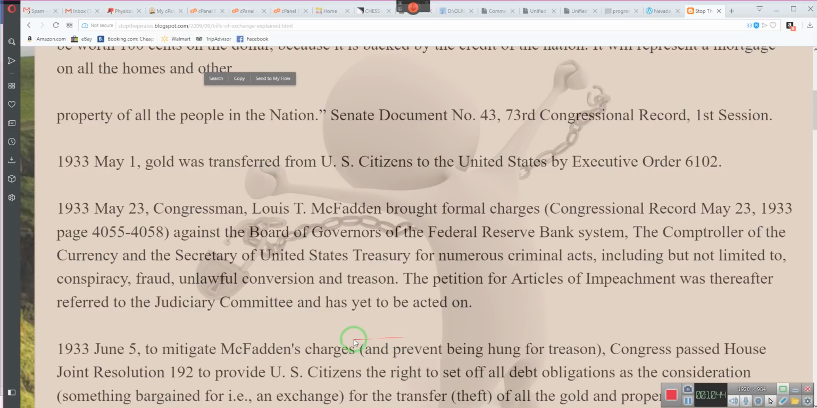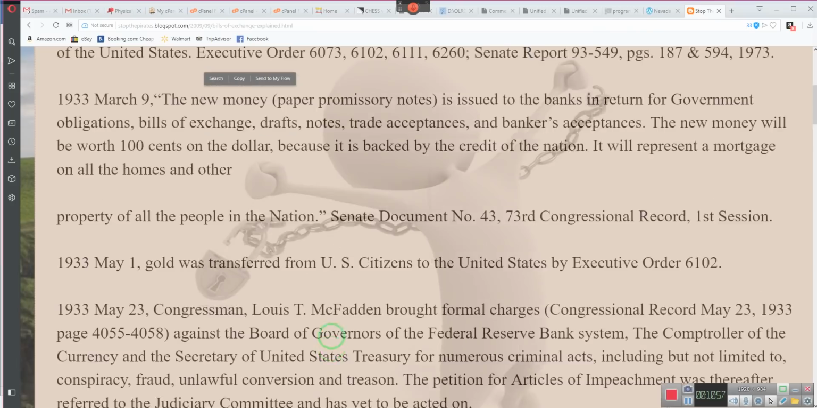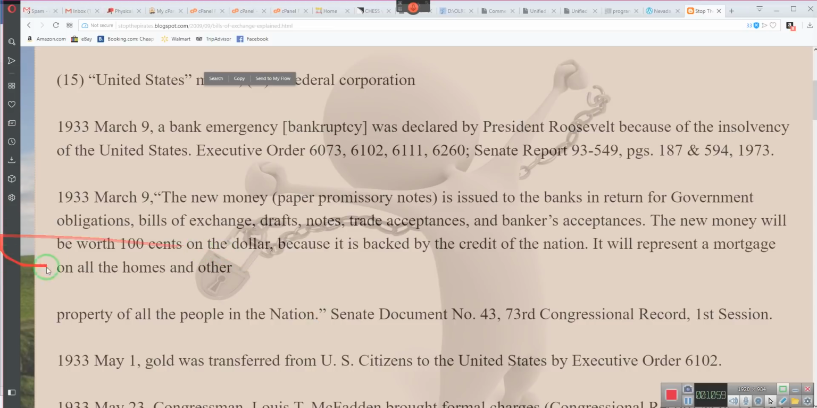Now, I can't go by the rest of it because I can't confirm the rest of it, because I haven't read it before. But this is just to let you know about the 100 cents on the dollar. If you go and read the act, it literally says that. To let you know about government obligations. Pay attention. It says the new money, don't worry about that, that's these guys adding that, is issued to the banks in return for government obligations.